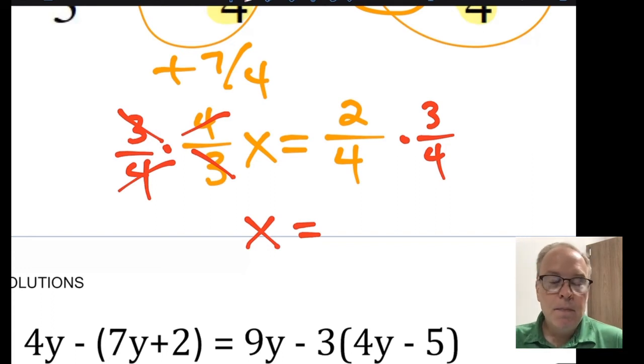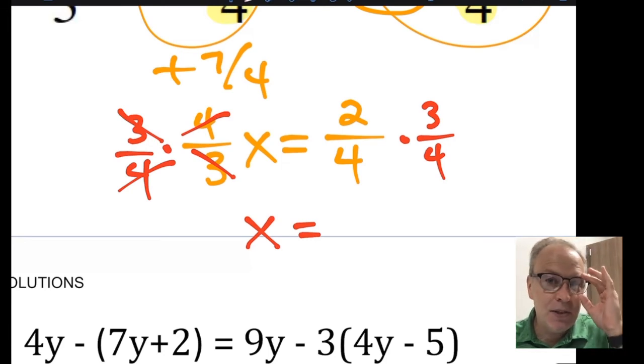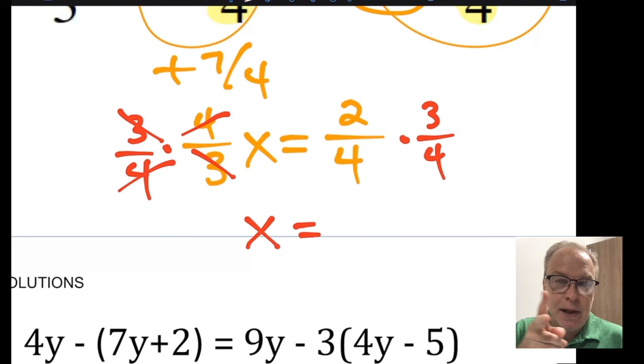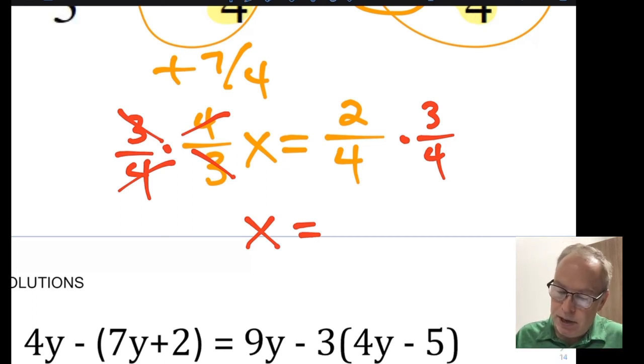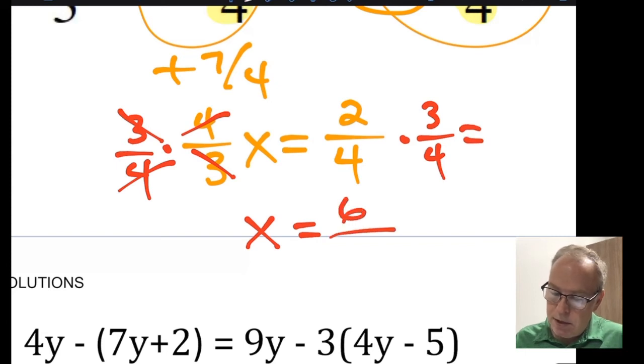Now, multiplying fractions is different than adding. Multiplying, you don't need a common denominator. Let me repeat that. When you multiply fractions, you do not need a common denominator. Multiplying fractions is actually the easiest thing. All you do is multiply straight across. So you multiply the top, and we get 6. Multiply the bottom, you get 16.